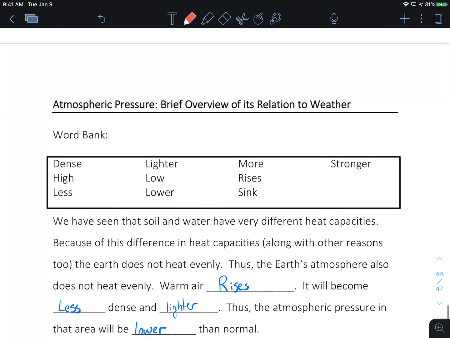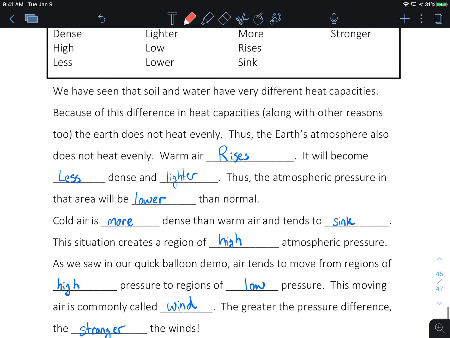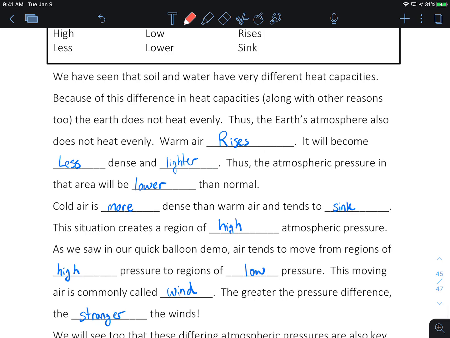Now, atmospheric pressure and its relation to weather. Well, we have seen that soil and water have different heat capacities. I don't know if we discussed this in a previous lesson. So, because of the difference in heat capacities, the ability to absorb heat, the Earth does not heat evenly. Thus, the Earth's atmosphere also does not heat evenly, because the Earth's atmosphere is heated by the ground, by what it's above. If it's above water, well, water absorbs a lot of heat. It has a high heat capacity, so it doesn't share a lot of energy with the air above it. So the air above it will end up being cooler.